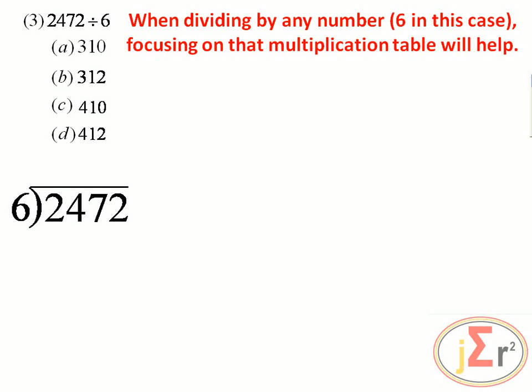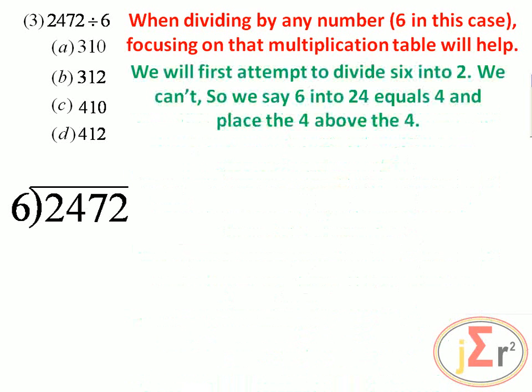So let's see what we do here. 6 into 24 goes 4 times. 6 fours, 24. Okay, no problem. We will first attempt to divide 6 into 2. We can't, so we say 6 into 24 equals 4, and place the 4 above the 4. Right, so it is 24. So the result should go over this one. Let's take this back out.